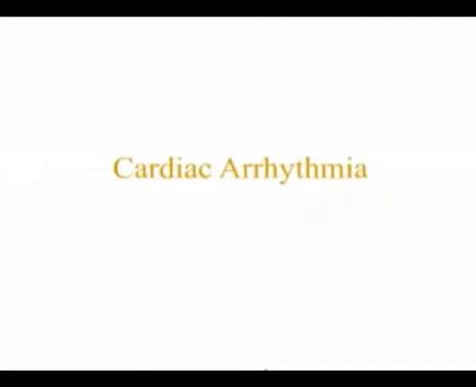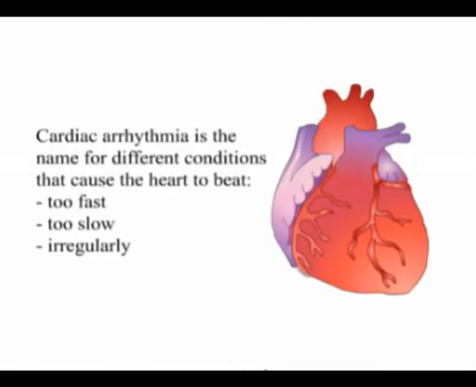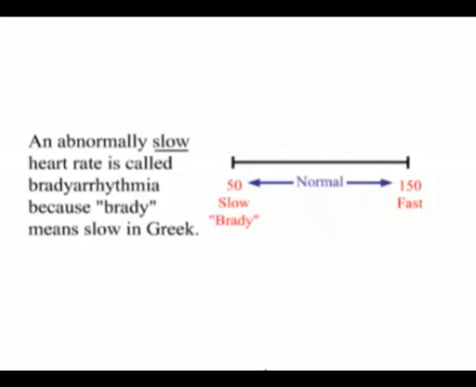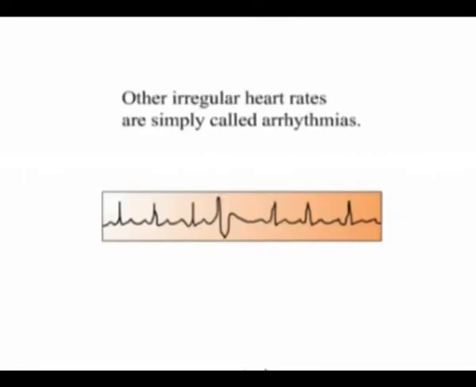Cardiac arrhythmia. Cardiac arrhythmia is the name for different conditions that cause the heart to beat too fast, too slow, or irregularly. An abnormally fast heart rate is called tachyarrhythmia because tachy means fast in Greek. An abnormally slow heart rate is called bradyarrhythmia because brady means slow in Greek. Other irregular heart rates are simply called arrhythmias.